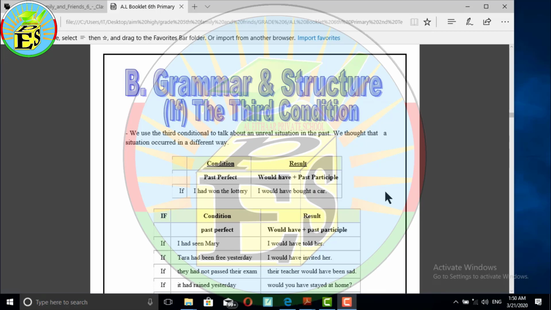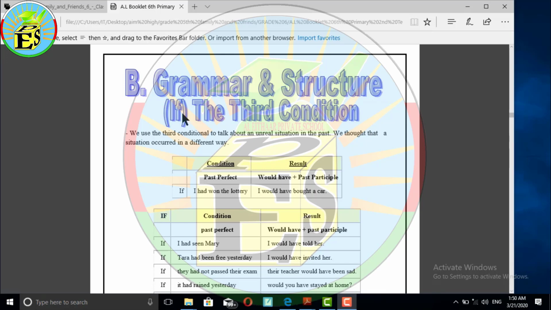Today inshallah our lesson will be grammar and structure. The new grammatical rule which we will learn today is the third condition. As I told you many times, if is a conjunction that we use to join two parts of sentences and make them one long sentence.